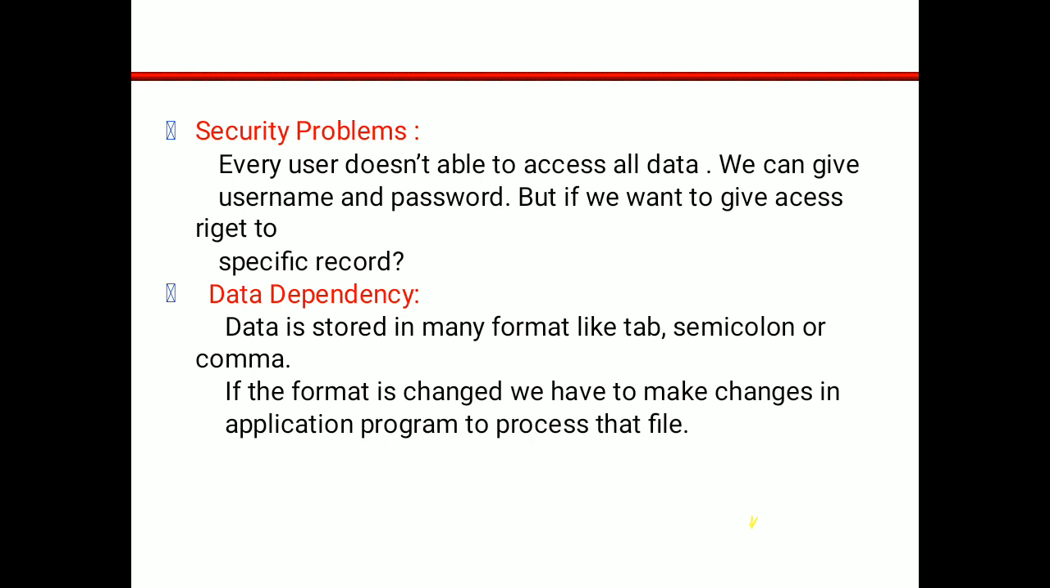Data dependency. Data is stored in many formats like tab, semicolon or comma. If the format is changed, we have to make changes in the application program to process that file. So, if the database is stored in a file, and each and every data is separated by tab or semicolon or comma, and if the format changes, for example, I have maintained the data separated by tab, and now I am told that tab is not possible here, we have to write comma everywhere to separate the fields. So, if the format changes, we have to make changes in the application program to process that file.